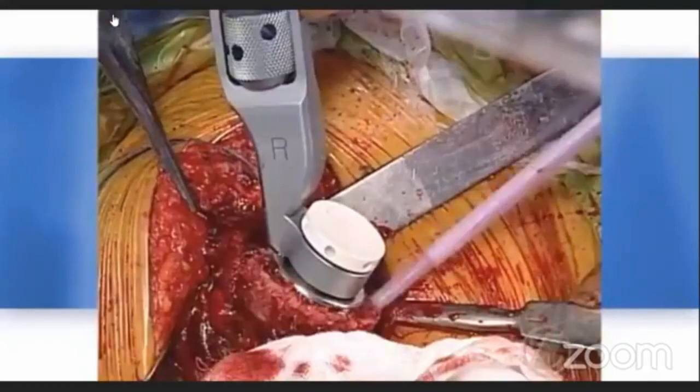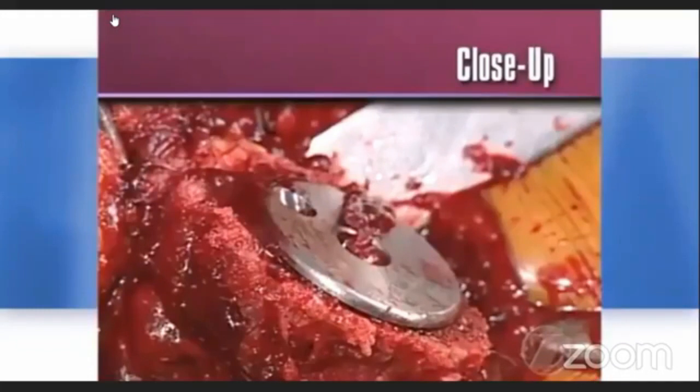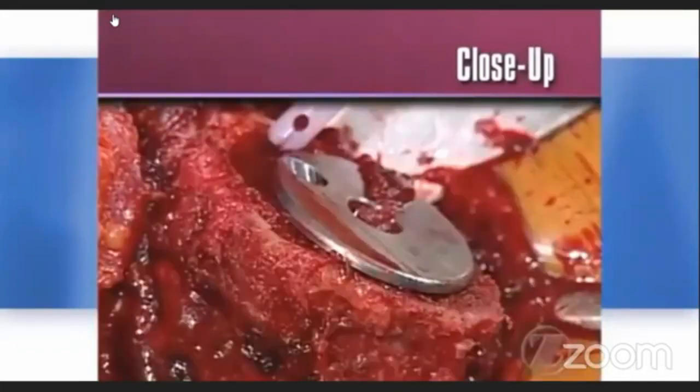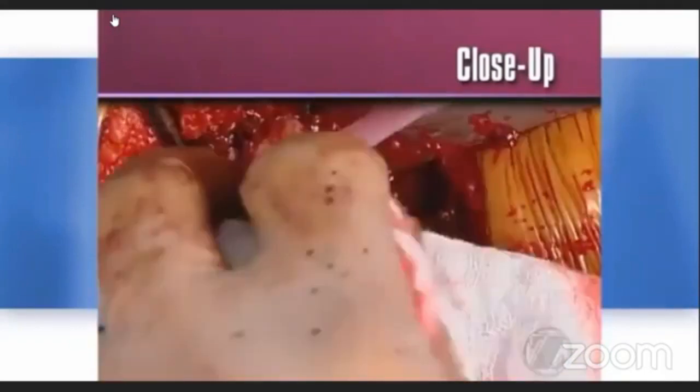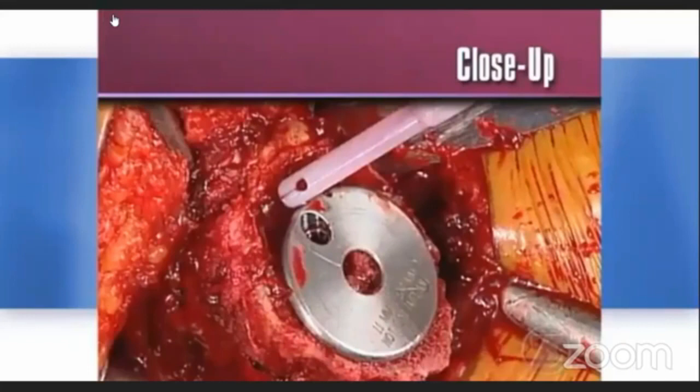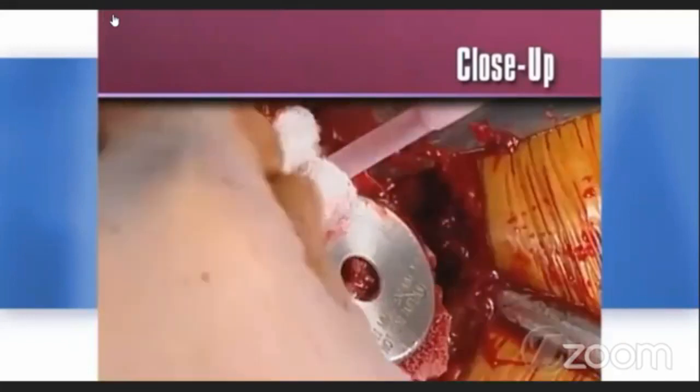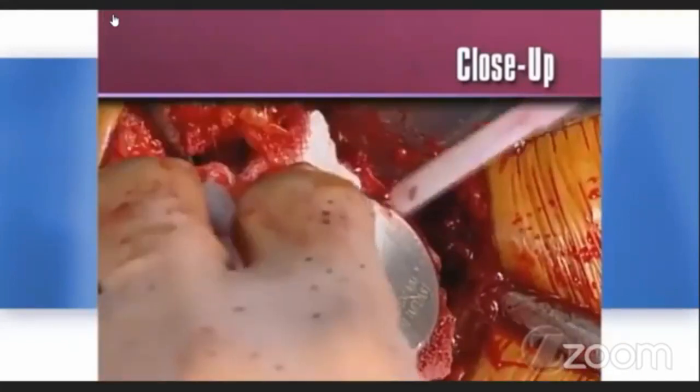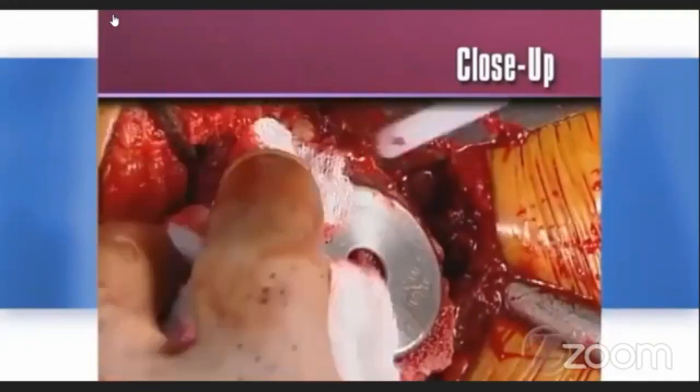The offset in the shaft has been medialized 2 more millimeters, so we don't have superior positioning of the head. Also, we have the offset option, which will allow us to anatomically place the head in the proper position.